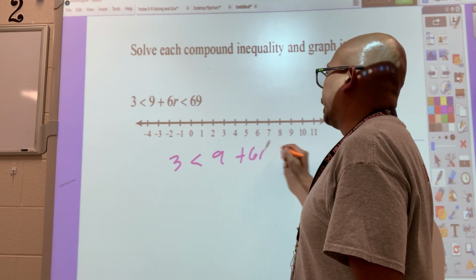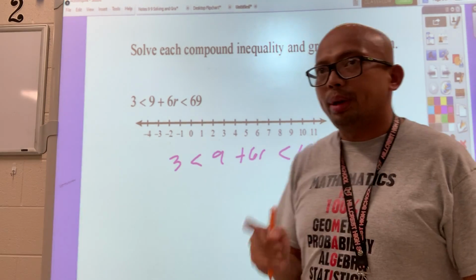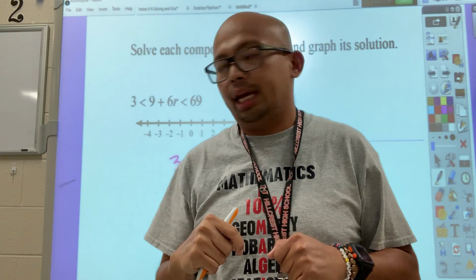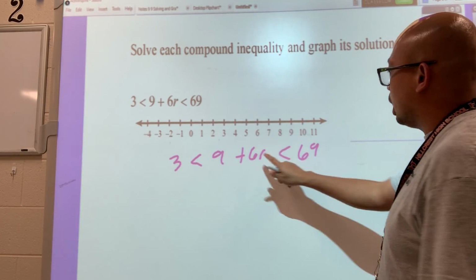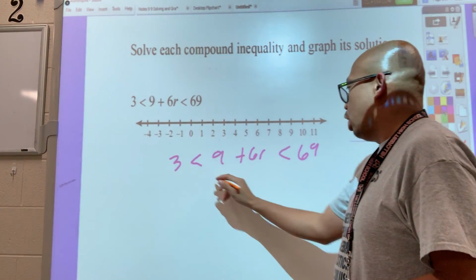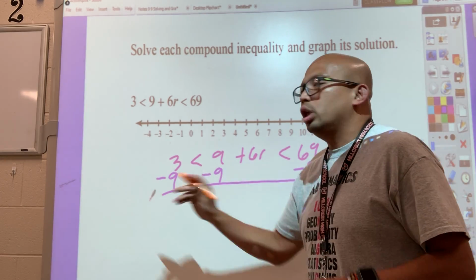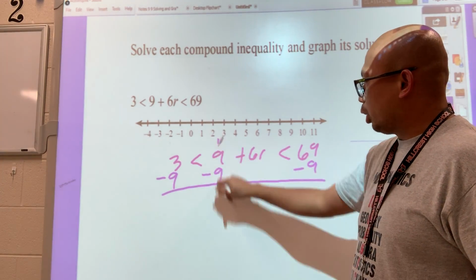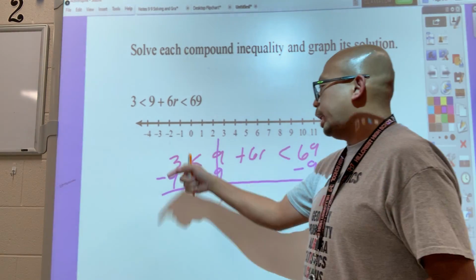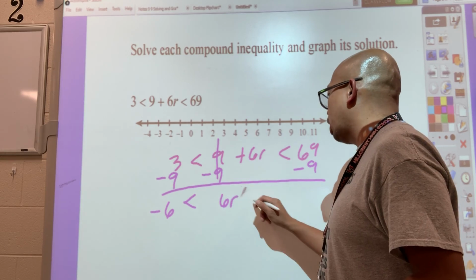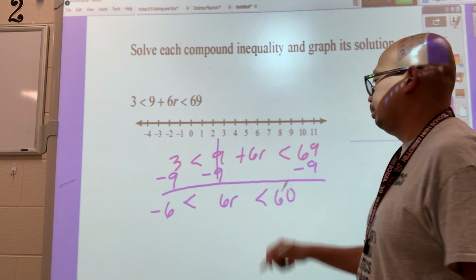Watch here. The goal here is to make the variable by itself in the middle. So how do we make the variable r by itself there? We subtract 9 to all sides of the inequality here. We cross it out because that will give you 0. 3 minus 9 will give you negative 6. Drop the less than, drop the 6r, drop the 60 there.